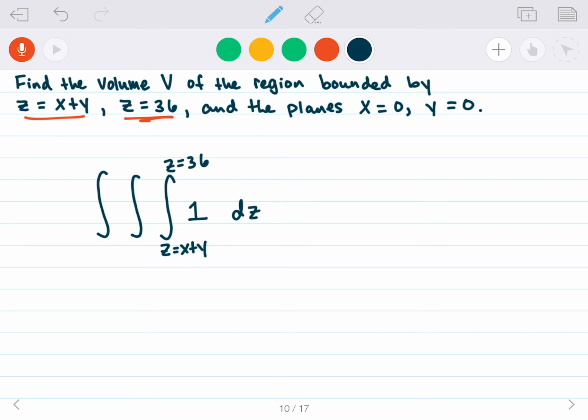Okay, so now we need to talk about x and y, because this time we don't have a rectangular region. We're just being told that x is 0, y is 0, but we're not being told upper and lower bounds there. However, we are given z as a function of x and y. So what we can do to get our x and y bounds is manipulate this function and draw a picture.